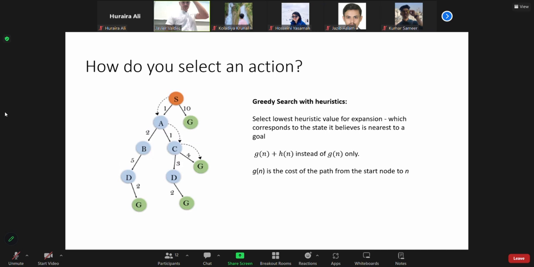Greedy search with heuristic. Here we have the same example, like you can go directly from S to G, but it will cost you 10. Now we will prefer to go first to A and then to C and then to G, because it's going to cost me 1, 1, and 4, which is 6, compared to the other options.